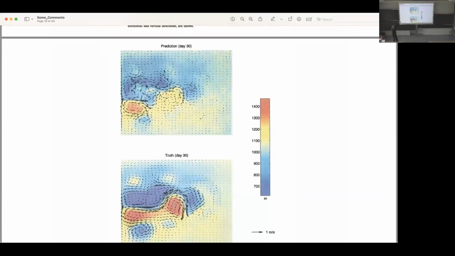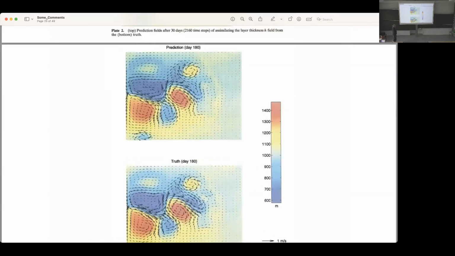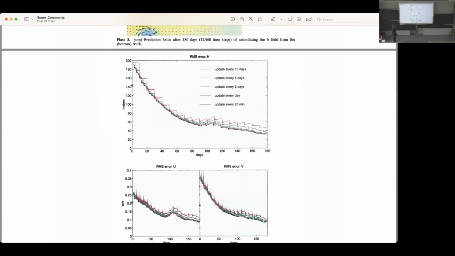So after 30 days of assimilating data, we get fields that are starting to look a lot more similar. And then by day 100, 6 months, it catches up. So let's look at the error statistics. We have the RMS error on the left-hand side, and then the errors in the velocity on the bottom 2 panels. Note, we're only assimilating sea surface height. The velocities are updated through the dynamical model.